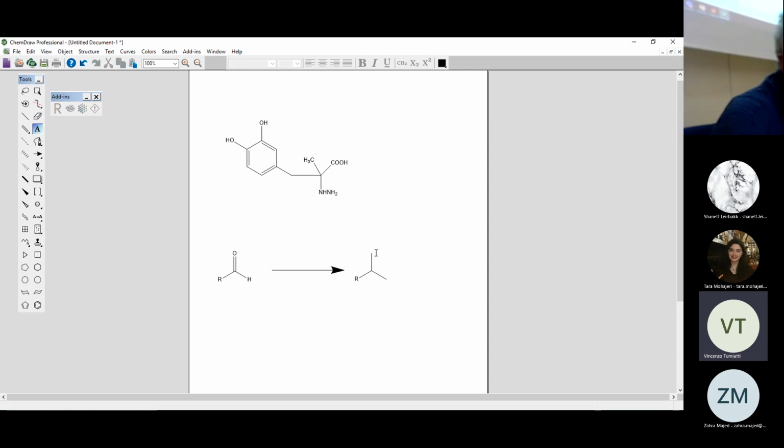Here NH2, here COOH. So it is possible in one step to introduce a carboxylic, an acidic group, and an amino group to get an amino acid. This reaction is called Strecker reaction. Strecker with E.